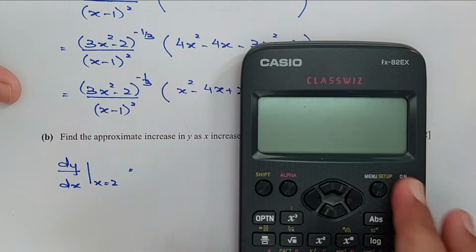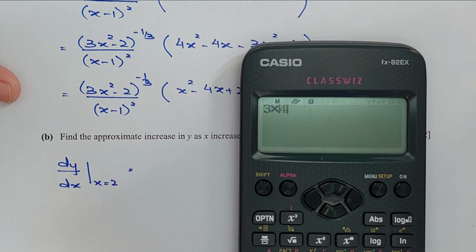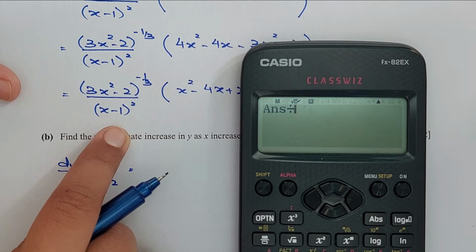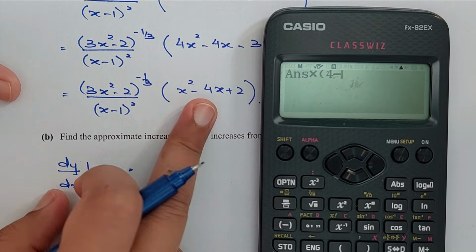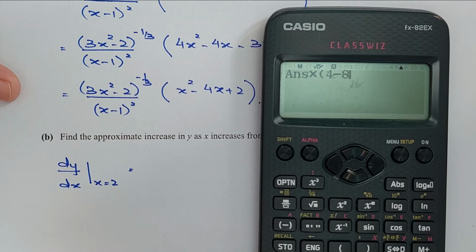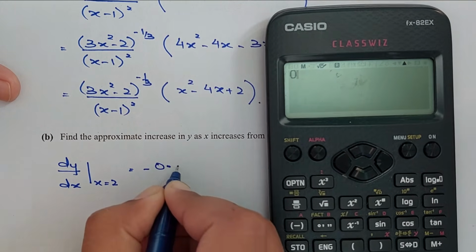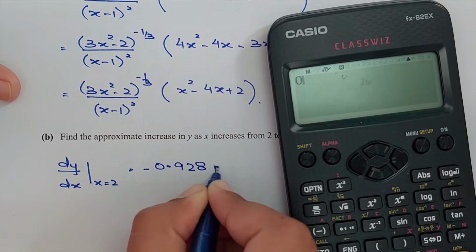Let me simplify. 2 square is 4, 3 times 4 minus 2, and its power is minus 1 by 3. Okay, divide 2 minus 1 is 1, 1 square is just 1, right? Divided by 1, and times by 2 square is 4 minus 4 times 2, which is 8, plus 2, minus 0.928 times p.